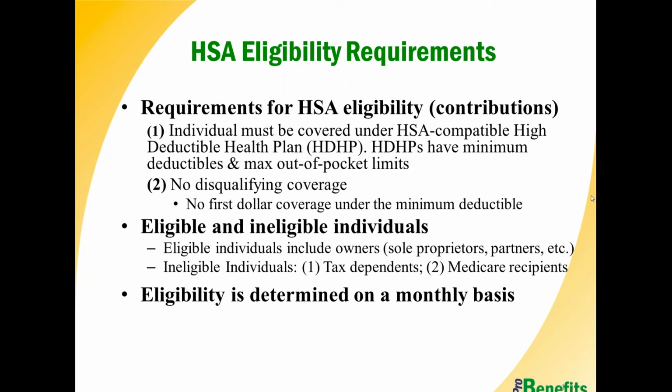And high-deductible health plans have minimum deductibles and maximum out-of-pocket limits. In 2016, the individual minimum deductible for an HSA-qualifying high-deductible health plan is $1,300, and the minimum deductible for family coverage is $2,600. So that is the first main requirement for HSA eligibility, is to have high-deductible health plan coverage. The second main eligibility requirement is to not have disqualifying coverage.